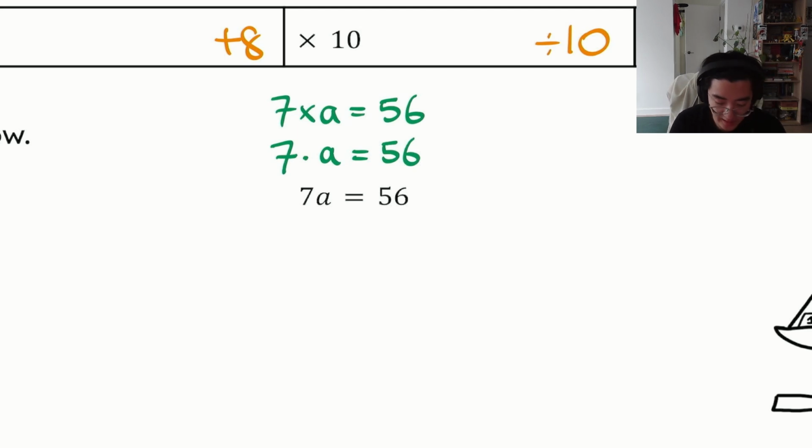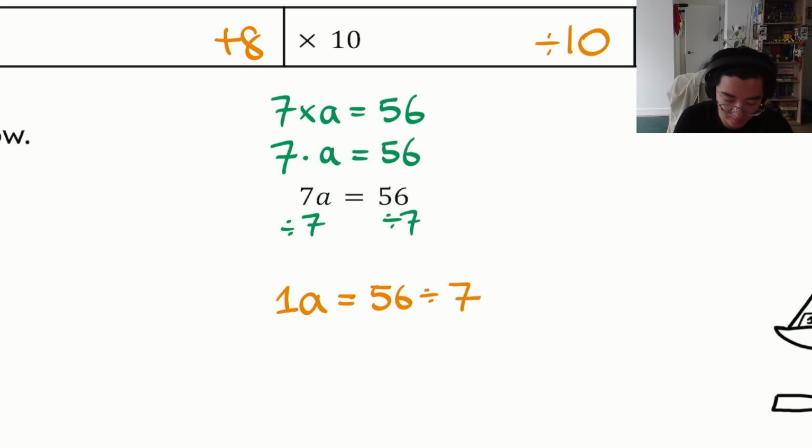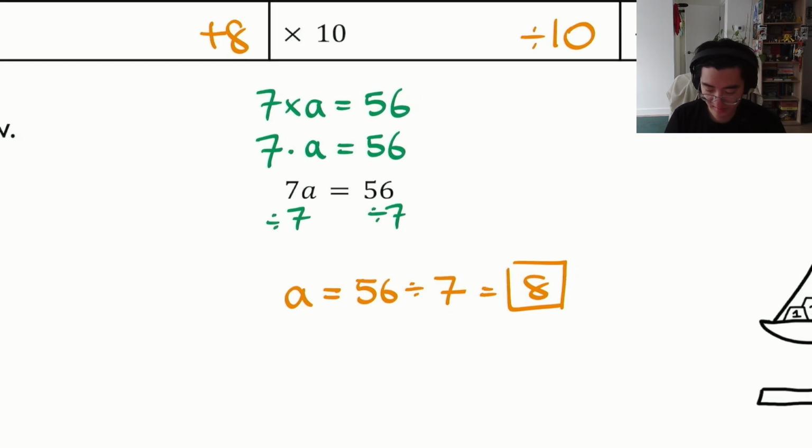We want a to be by itself, so we do the inverse operation. 7 times a, the inverse is 7a divided by 7. 7 divided by 7 is 1, equals 56 divided by 7. And of course, as we remember, if we have 1 times a, or 1 times anything, it's just that thing. So we don't actually have to write the 1. 56 divided by 7 is 8. That's it.